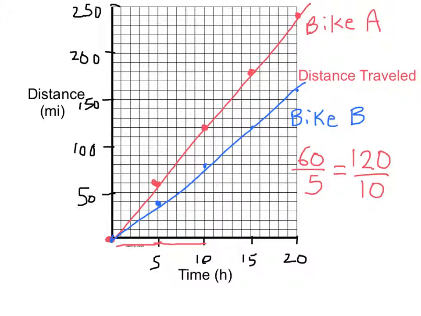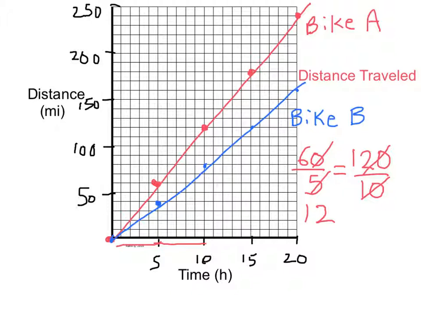If we're going to put this as a rate, they both reduce to the same number. They both reduce to 12 over 1, or just 12. So the rate of change for bike A is going to equal 12. That means that bike A was traveling at a rate of 12 miles per hour. 12 miles every 1 hour.